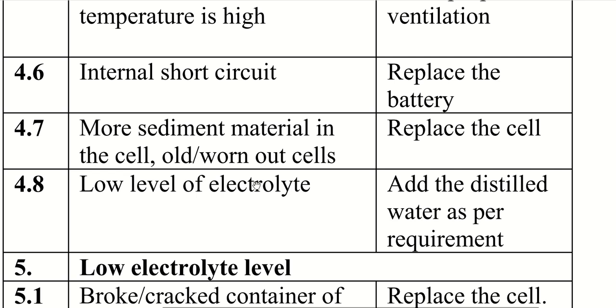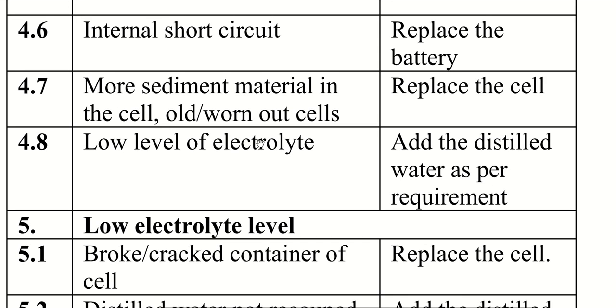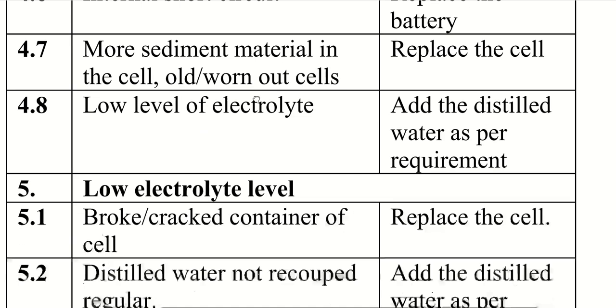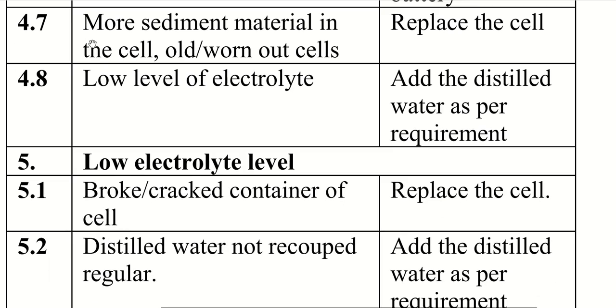Internal short circuit. Sometimes the battery gets short circuited internally because of the deposition of sludge at the bottom of the cells, and that causes a short circuit, and then there is no remedy but to replace the battery. In that case, you have to replace the battery. There is no other remedy. More sediment material in the cell, or old or worn cells: replace the cells.